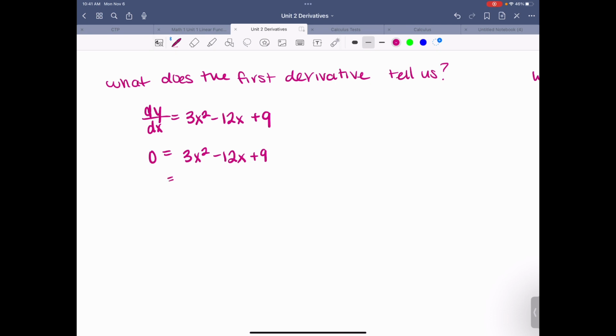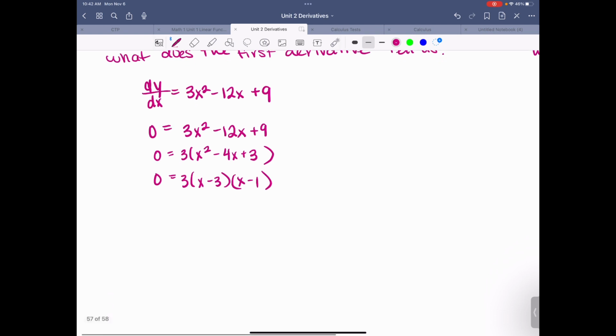To solve this, we are going to use factoring. So I'm going to start by factoring out a 3: 3 times x squared minus 4x plus 3, which means my two factors are going to be x minus 3 and x minus 1. So where this is equal to 0 is where x is equal to 3 and where x is equal to 1. These are my critical numbers.